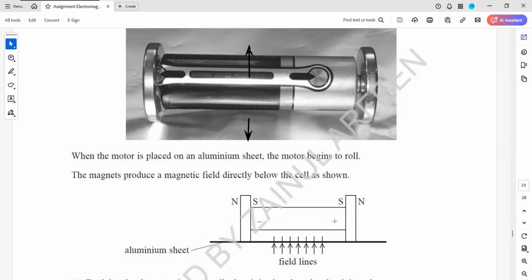Is it clear, this concept? Anyone having a doubt or a question?